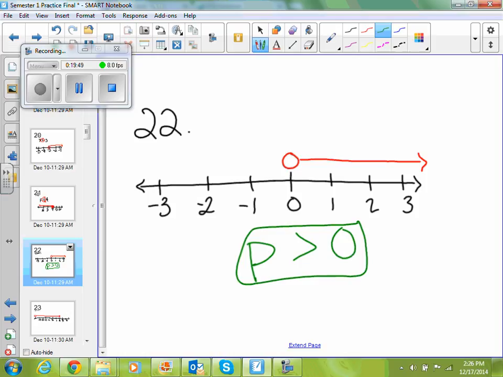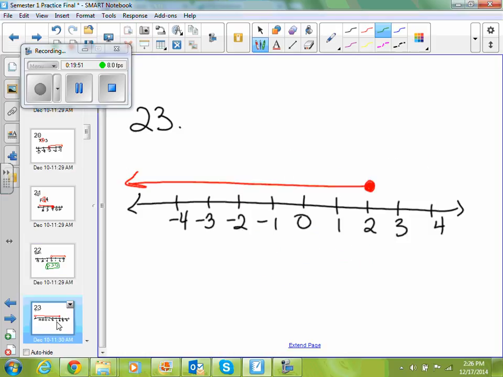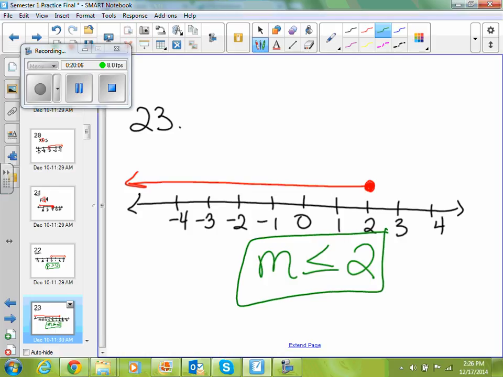On 23, what letter do we want to use for our variable? M, okay. And we're graphing the number 2. Am I going to use a less than or greater than? Okay, am I going to include the line underneath? Very good, so less than or equal to. So M is less than or equal to 2. So any questions on writing inequalities from graphs? No, okay.